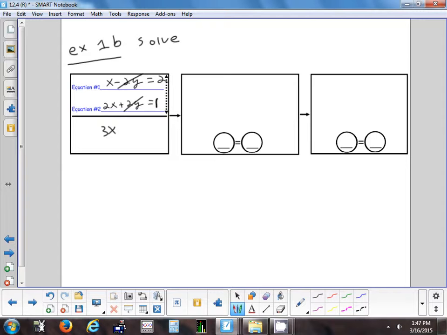I don't want to cross it out so I can't see it because I'm going to need it. I need one of these original equations again in the last step. So just cross it out lightly like that. Equals 2 plus 1, 3. So that's the elimination part. You just eliminated, which variable did we eliminate? Y. Right, we got rid of y for now. We're going to think about it later.